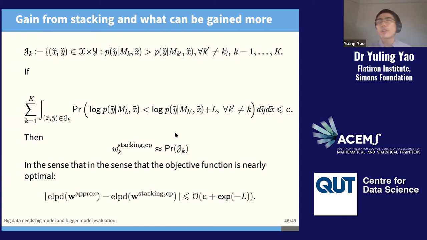If you have K different models, for every X and every Y, there must be some model that is better than other models. Of course, there might be a tie, but let's just ignore the tie situation, because that happens with probability zero if you have different models. So I define this J_K, the location on which model K is better than all other models in terms of predictive density.